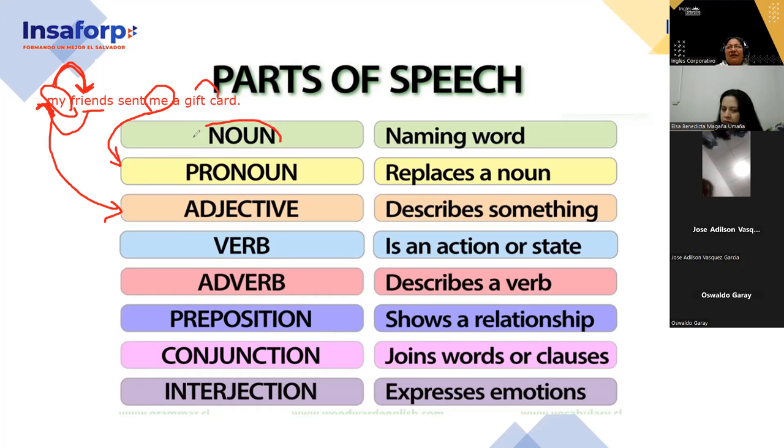Los nouns normalmente toman diferentes lugares in one sentence, y necesitamos identificarlos. For example, in this sentence, ¿qué es card? A noun. ¿Qué es friends? A noun. Pero están ubicados en diferentes posiciones. ¿Cuál de los dos nouns representa el sujeto? Friends. ¿Por qué identifico que friends es el sujeto? Porque ellos ejecutan la acción de mandar. De enviar. Entonces, they are the action, the subject.